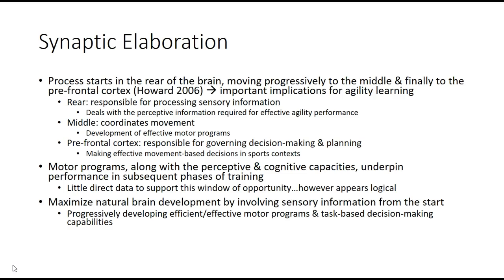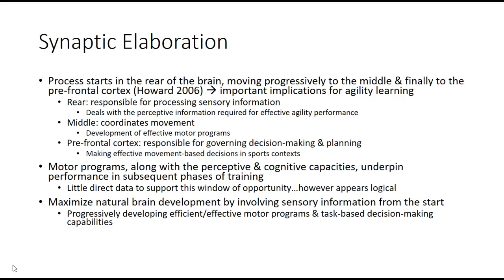The middle section of the brain is the part that coordinates movement, and so it's responsible for the development of effective motor programs. And then finally, the prefrontal cortex is responsible for decision making and planning, and it's ultimately responsible for making effective movement-based decisions, especially in sports contexts.